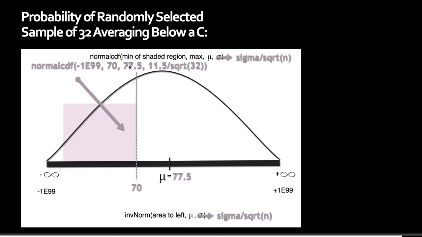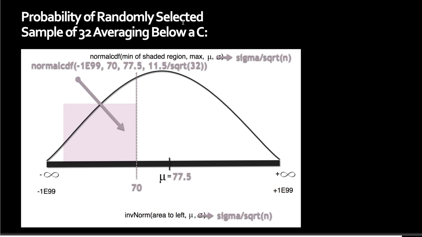Notice that our mean is 77.5. Now our standard deviation, whether we're doing normal CDF or inverse norm, or the z-score, or just answering the question about the standard deviation, it's always going to be sigma divided by the square root of n. So we've got our population standard deviation of 11.5, and then we're dividing it by the square root of 32, which is our sample size.